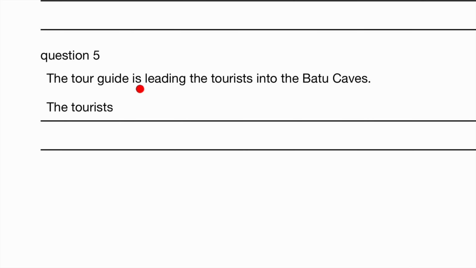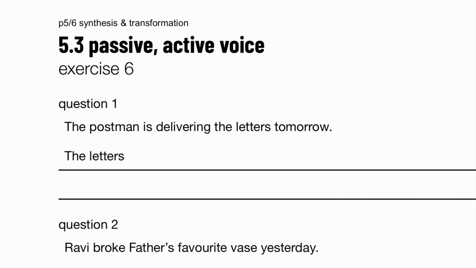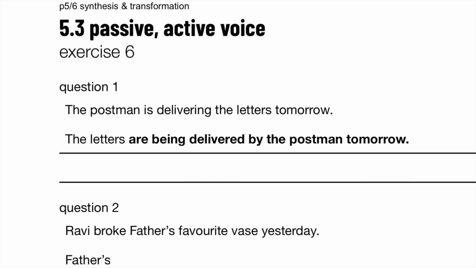The tour guide is leading, again, present tense with the ing. The tour guide is leading the tourists into the Batu Caves. So the tourists are being led into the Batu Caves by the tour guide. Exercise 6. The postman is delivering the letters tomorrow. So we have an ing there. The letters are being delivered by the postman tomorrow.